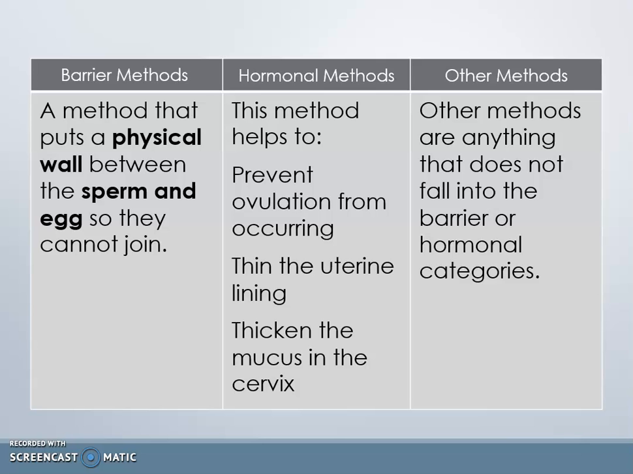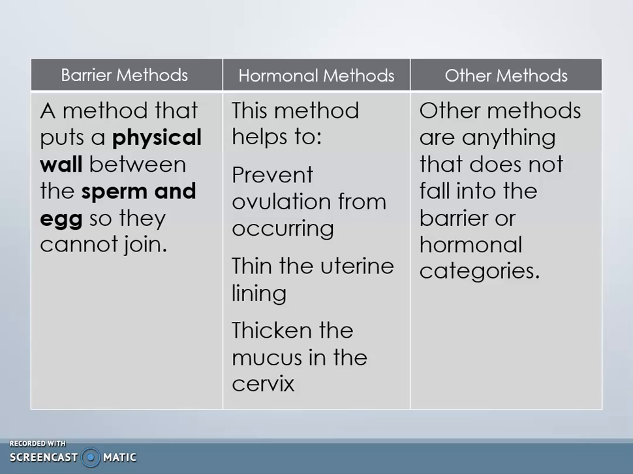We can put these methods into three different categories. The first is a barrier method. The barrier method is something that puts a physical wall between the sperm and the egg so they cannot join. So the sperm can't even find the egg. It's not even let loose inside.